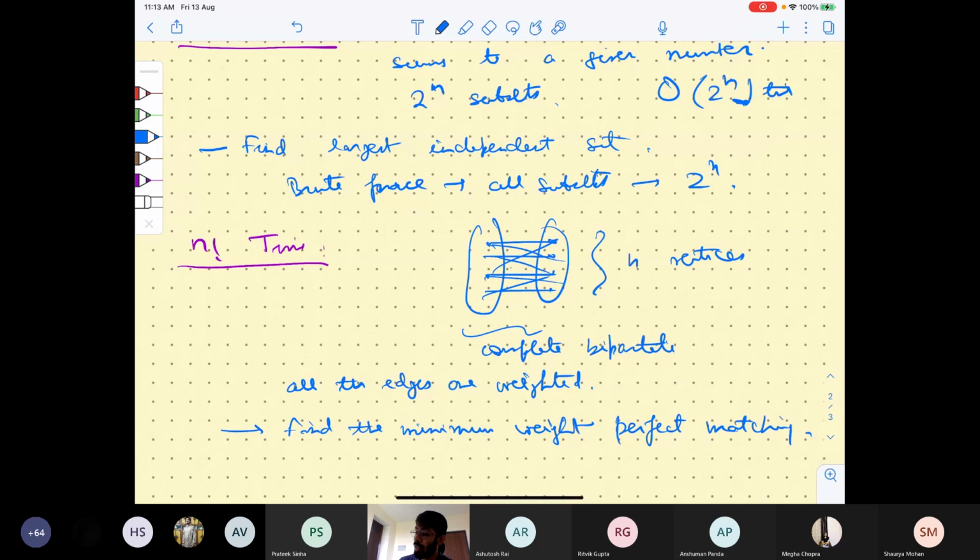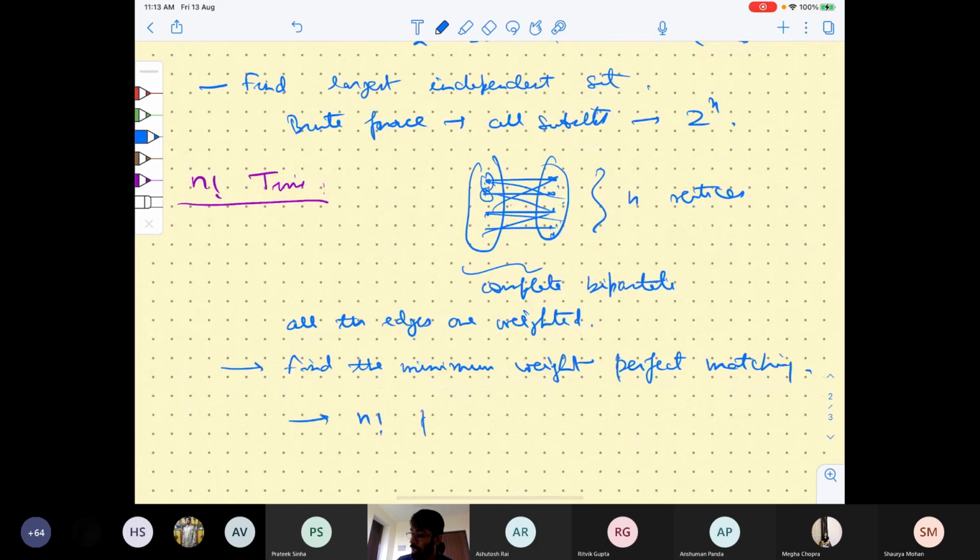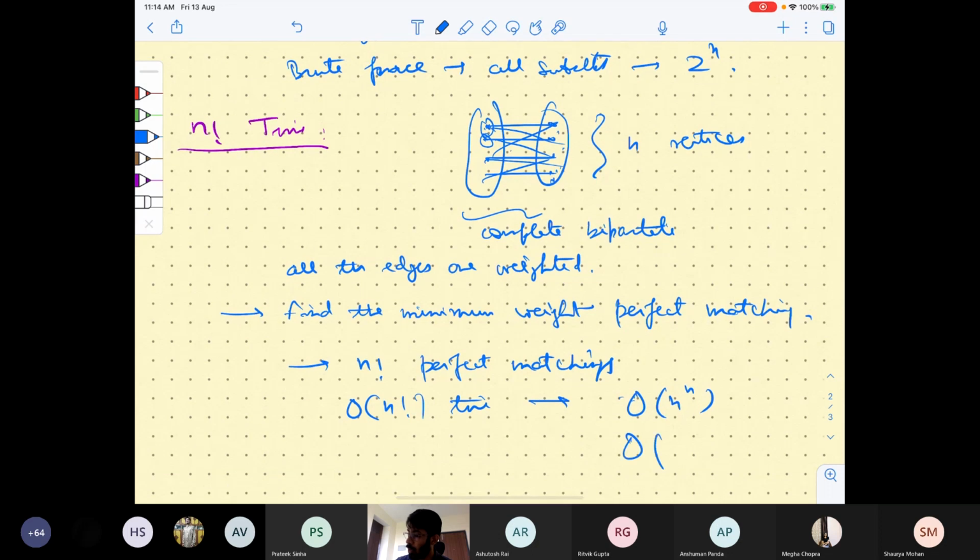Okay. So how many perfect matchings are there? For the first vertex, you have n options. Then for the second vertex, you will have n minus 1 options. So how many perfect matchings does this graph have? It has n factorial perfect matchings. And you might need to try all of them. So order n factorial time. And this you can verify, this is actually big O of n to the n or big O of 2 to the n log n. So you can see that all these are the same.